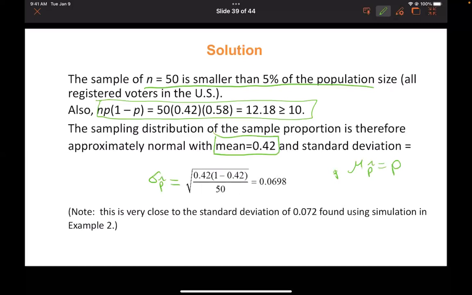And then for my standard deviation, we use the p that we got from our population, which is 0.42, times 1 minus 0.42, divided by 50, and then take the square root. So our standard deviation is right here. This came really close to what we got on our simulation. This one's a little bit smaller, but it doesn't matter. It's close enough. I mean, it's less than 100th, and I think that's probably okay.